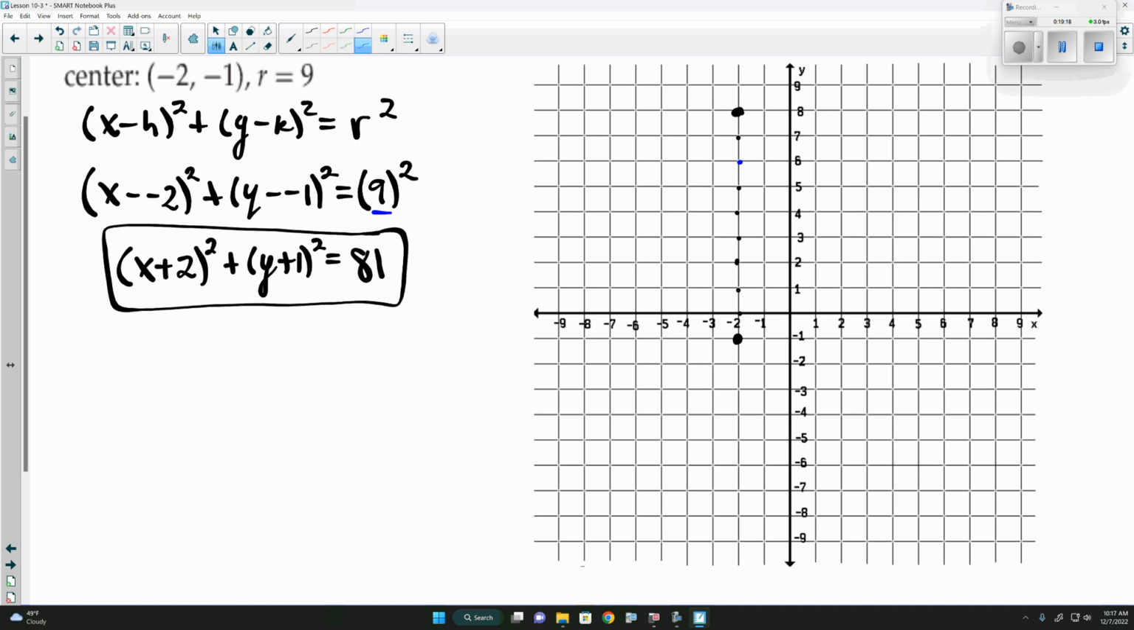And that'd be 1 point. We can go 9 units right and left. 1, 2, 3, 4, 5, 6, 7, 8, 9. We can go 9 units to the right. 1, 2, 3, 4, 5, 6, 7, 8, 9. And we can go 9 units down. 1, 2, 3, 4, 5, 6, 7, 8.